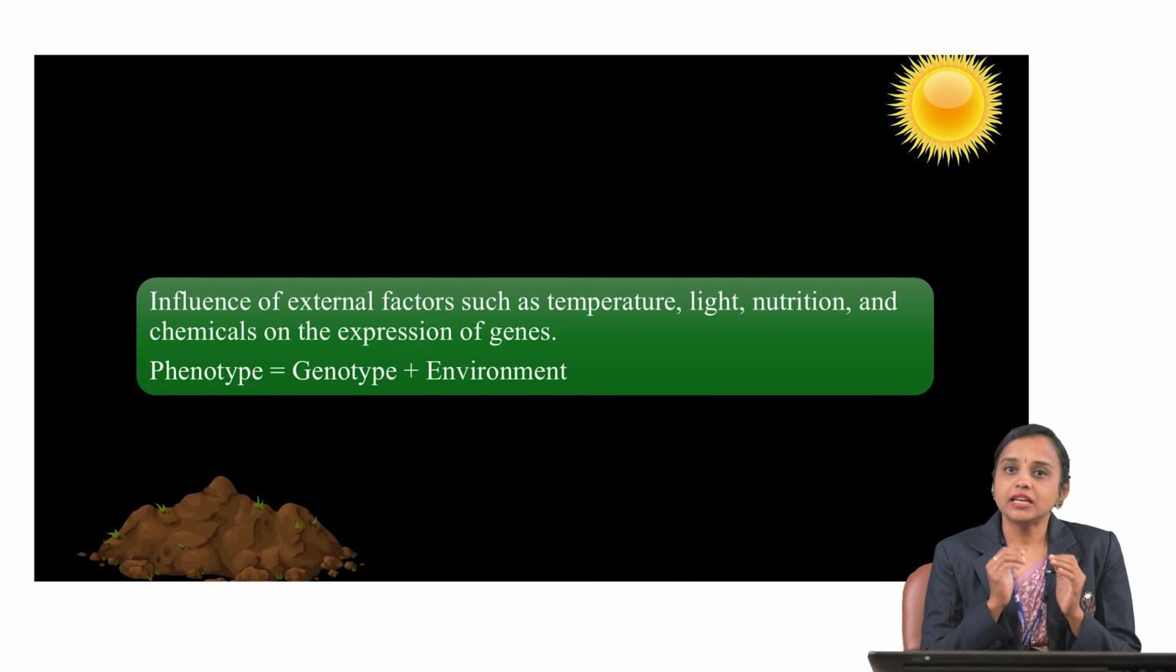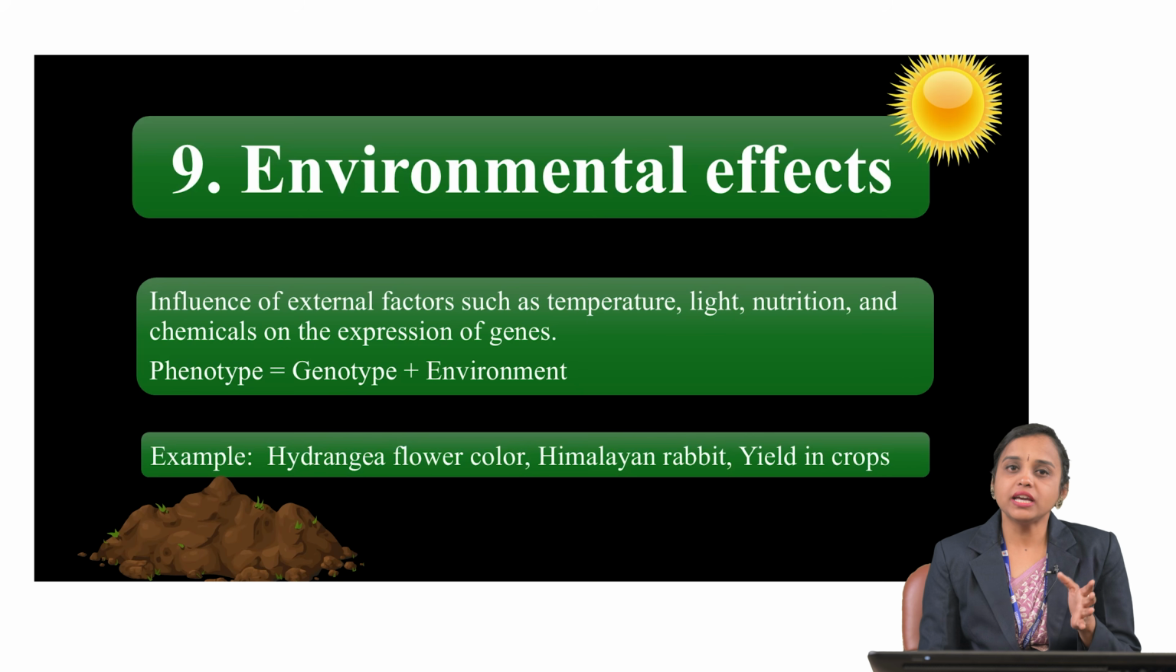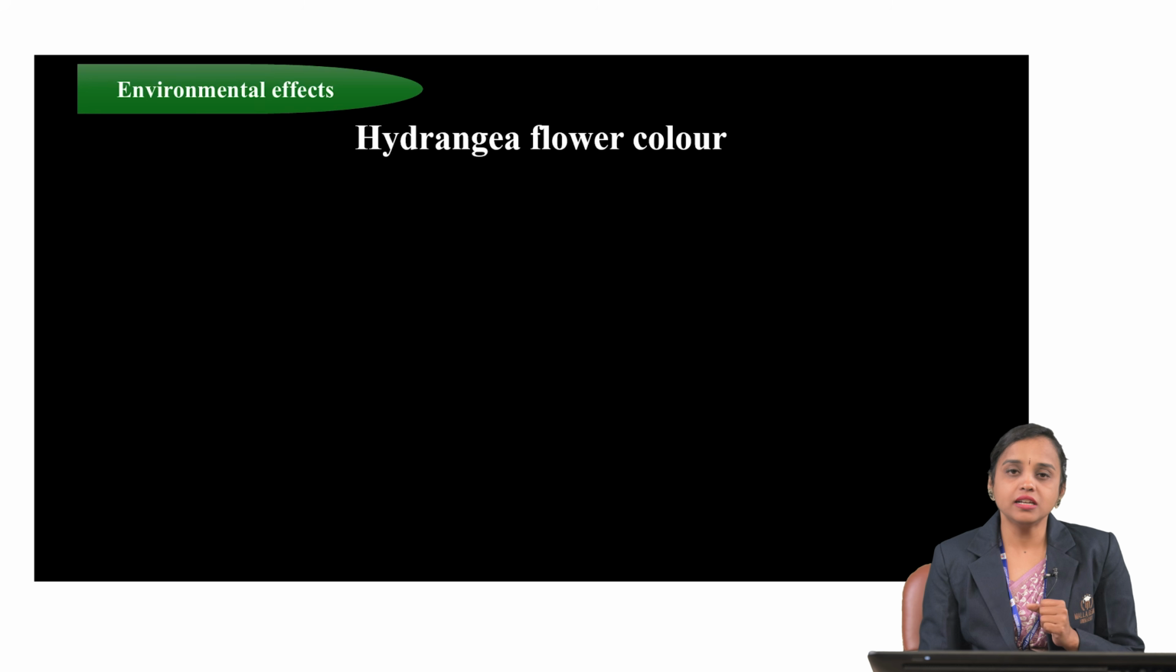As I said, even if two organisms have the same genes, differences in environment can lead to different phenotypes, which is the result of genotype and environment. Some examples are the hydrangea flower, the Himalayan rabbit, and also yielding crops. Even nutrition affects development, especially in the case of Drosophila. Let me explain with an example.